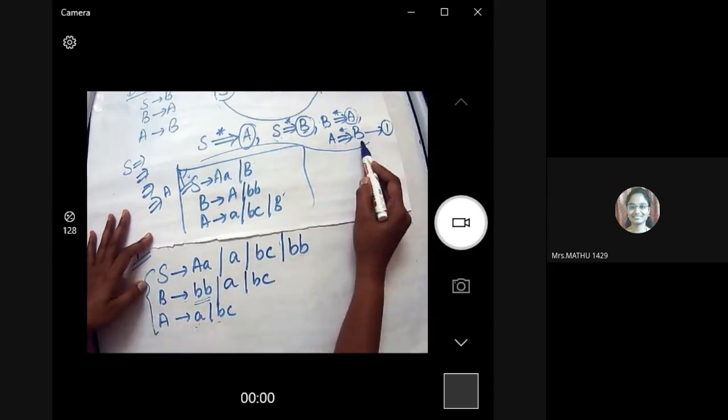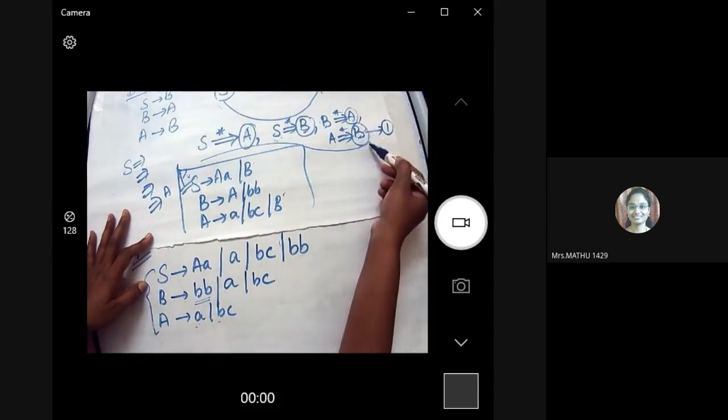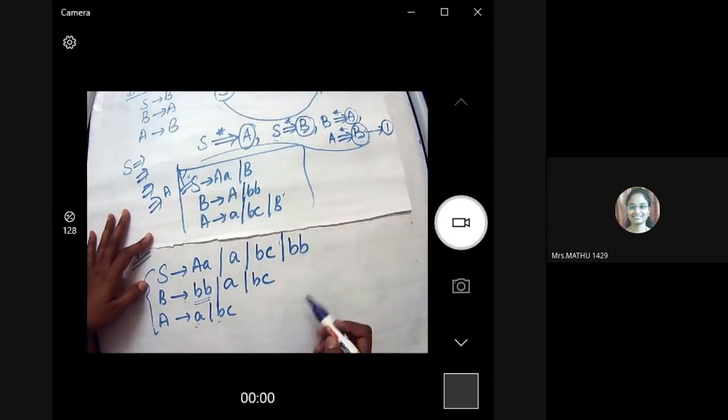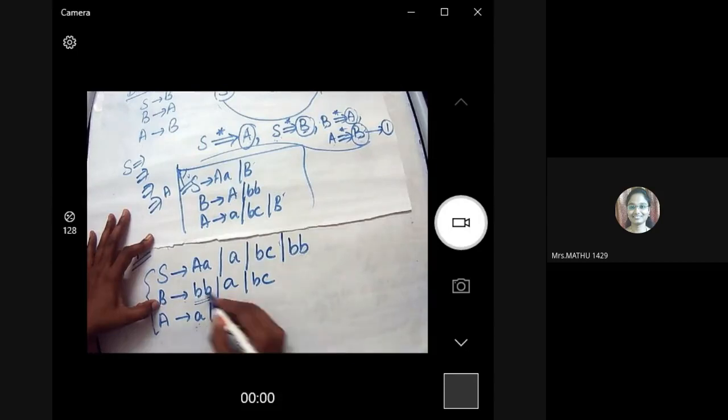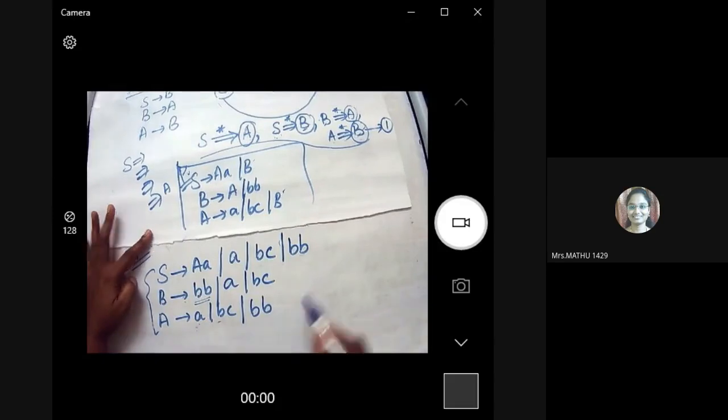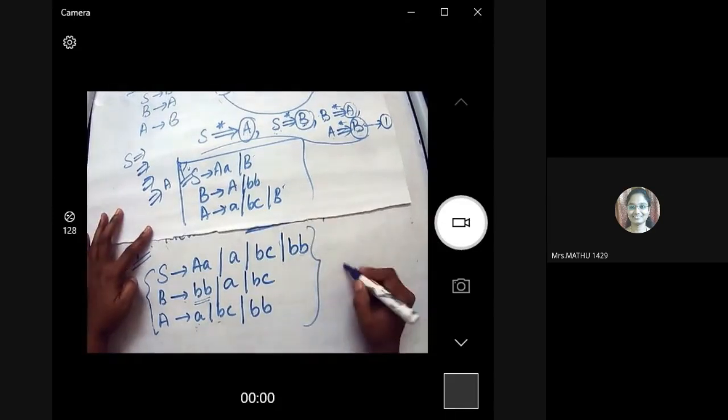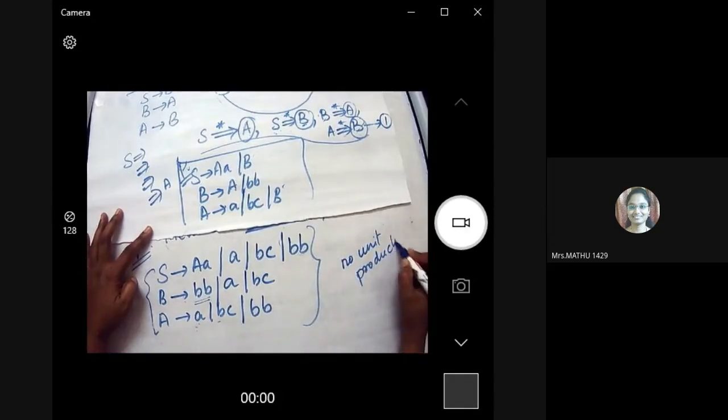And finally, A derives B. That means the productions of B can be added to A. The productions of B are BB, A or BC, but A or BC is already there in A. So the only new thing is BB. Now we have satisfied all these equations and generated new productions. If you see this new set of productions, there is no unit production. So the unit productions were removed automatically by adding the new productions.